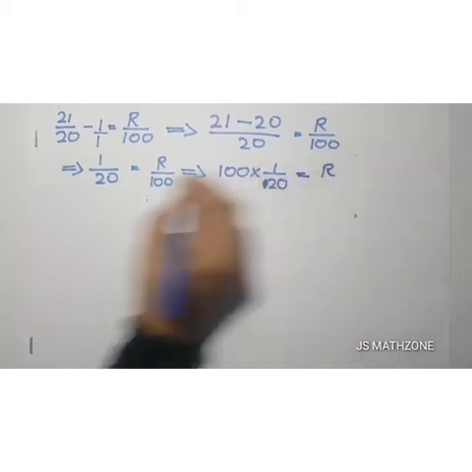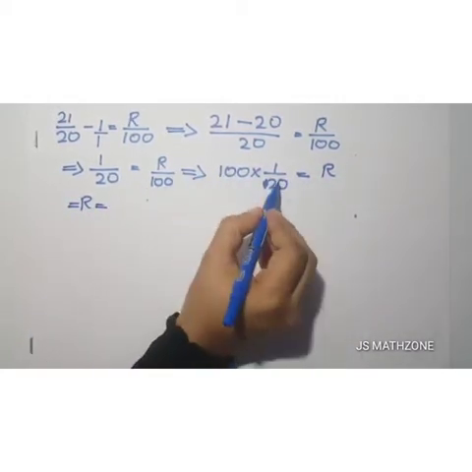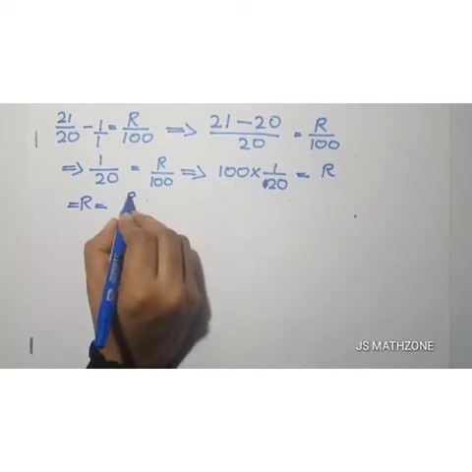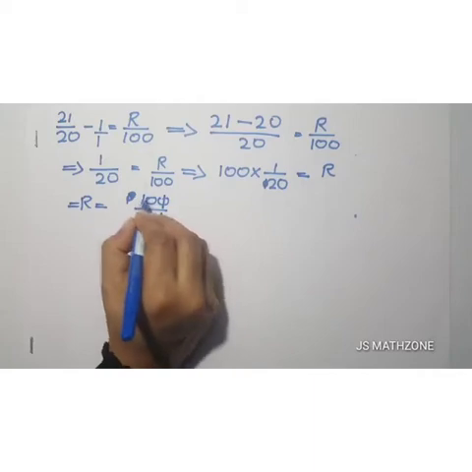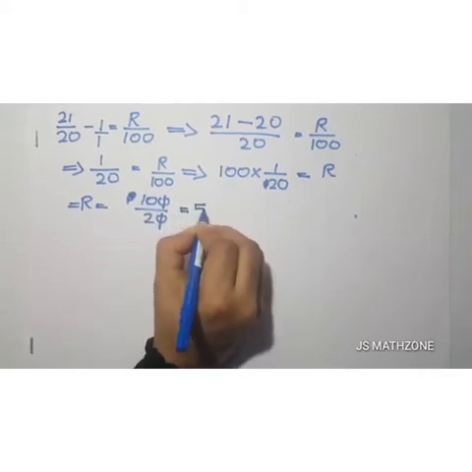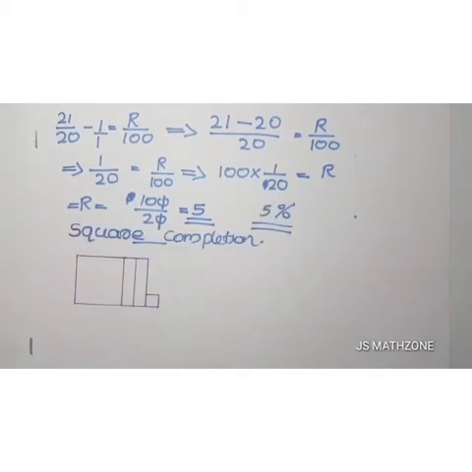Therefore we can transfer 20 to the other side, so it becomes into 100. That is 100 into 1 by 20 is equal to R. How much is 100 into 1 by 20? 100 divided by 20 is equal to 5. Thus we get R is equal to 5. R means our rate of interest is equal to 5%. Clear?